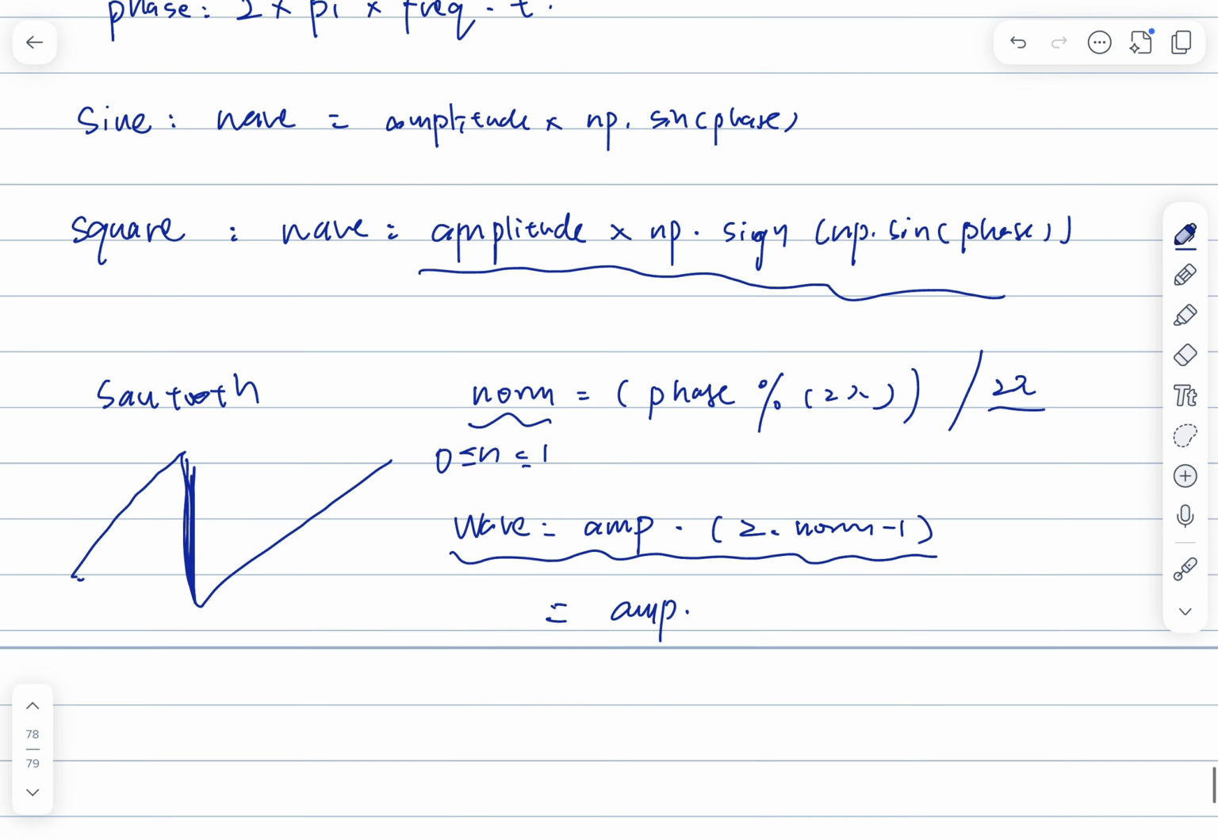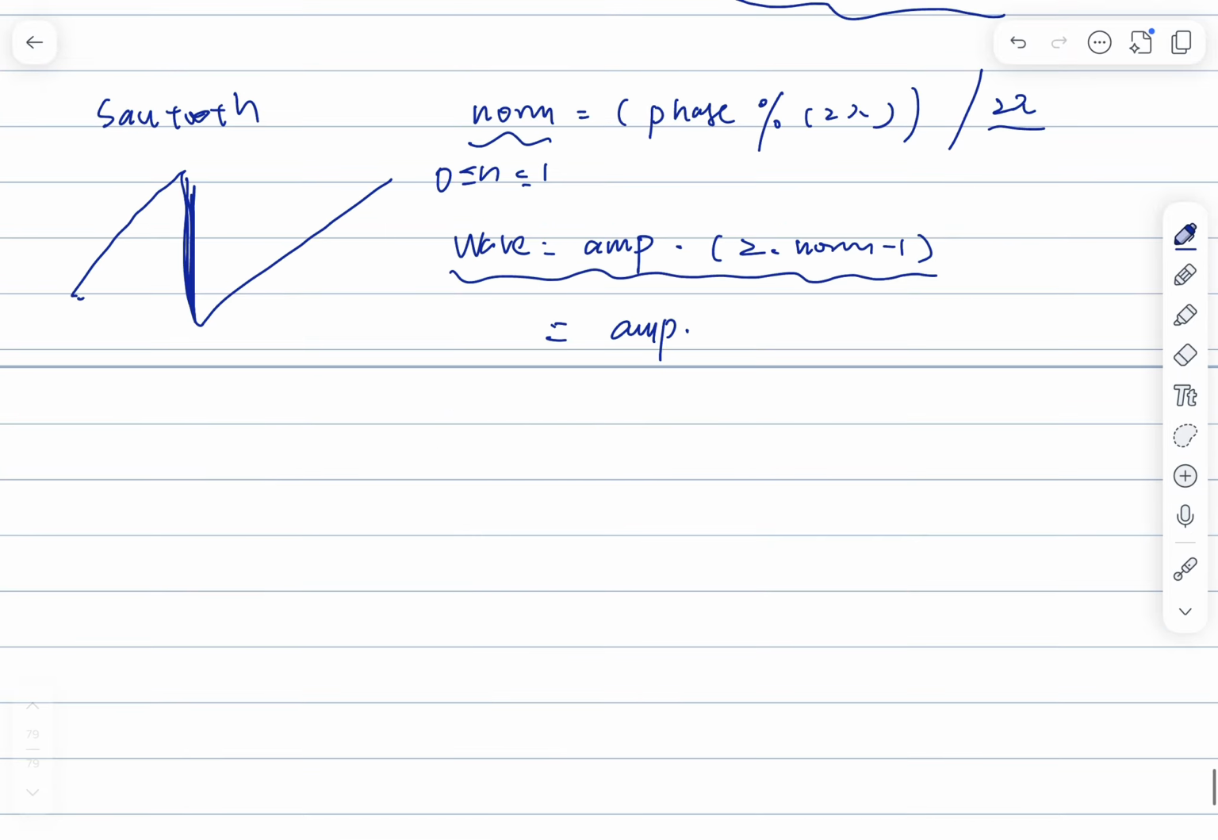So this is the sawtooth wave, and I like the sawtooth wave a lot, because it just sounds good to me. There's also the triangle wave. The triangle wave is a bit harder and requires a lot more understanding, but I can tell you what it does.